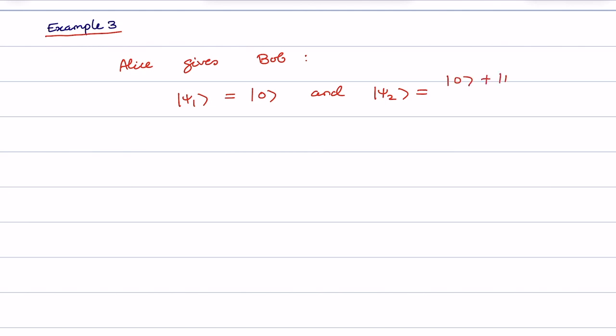Now, as a final example, to illustrate the POVM formalism, let me give you this example. Let us say Alice gives Bob a qubit prepared in one of two states, say |psi 1> equal to |0> and |psi 2> equal to (|0> plus |1>) by root 2. Now you can see that |psi 1> and |psi 2> are non-orthogonal. So Bob finds it impossible to determine whether he is given |psi 1> or |psi 2> with perfect reliability. However, it is possible for Bob to perform a measurement which distinguishes the state some of the time but never makes an error of misidentification.